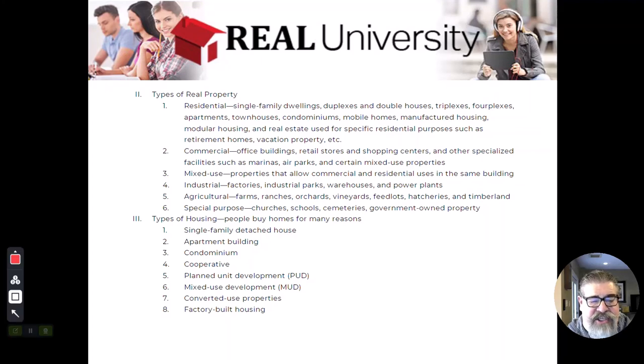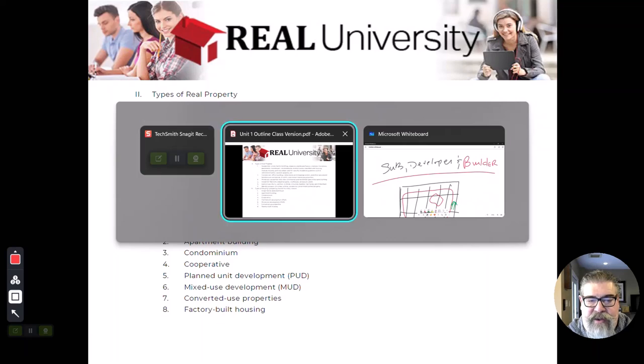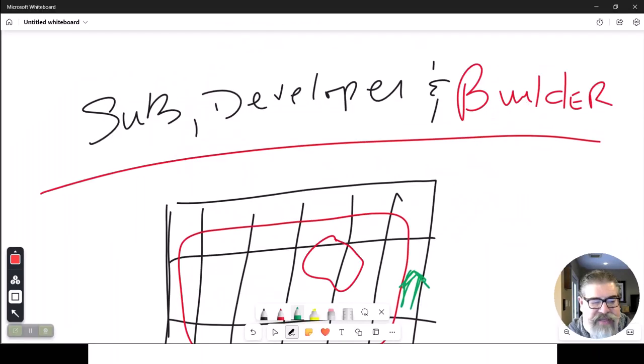This next section deals with the types of housing that we are going to be dealing with. So let's go over here and look at the different types of housing that we have.